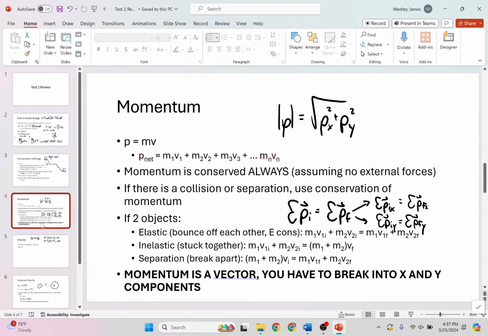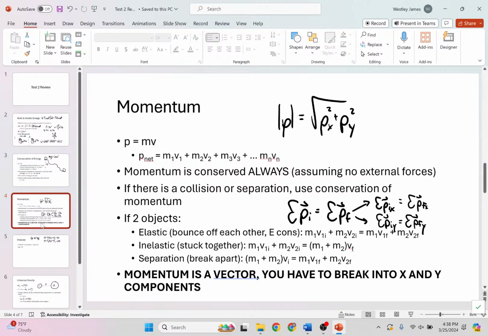I will not give you an elastic collision problem, so elastic, they bounce off each other, where there are two unknowns. Okay? In elastic collisions, energy is conserved.